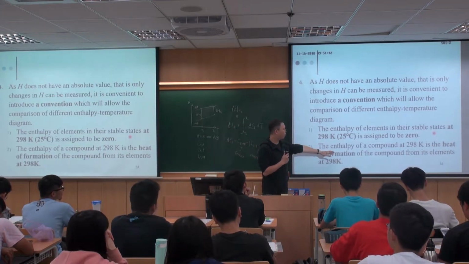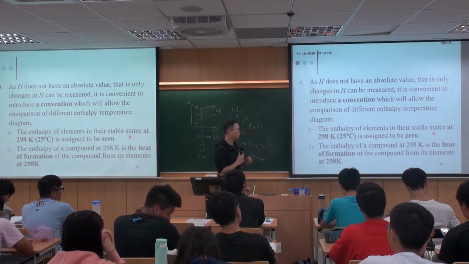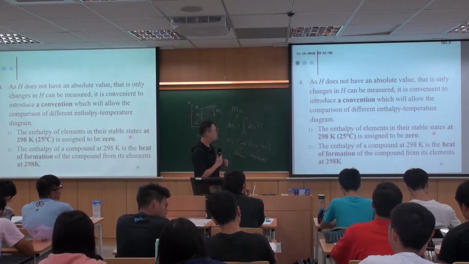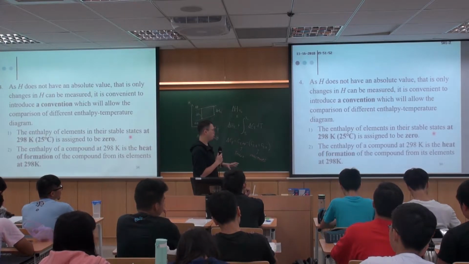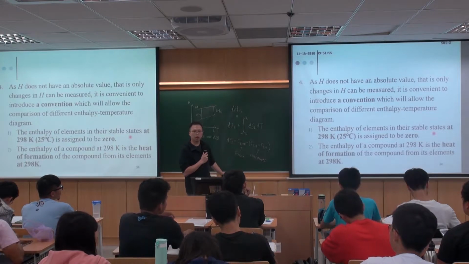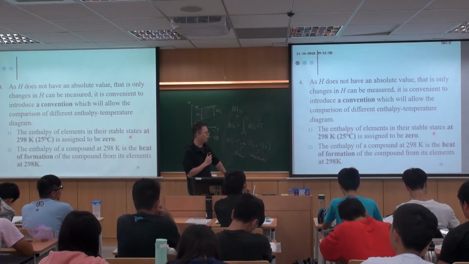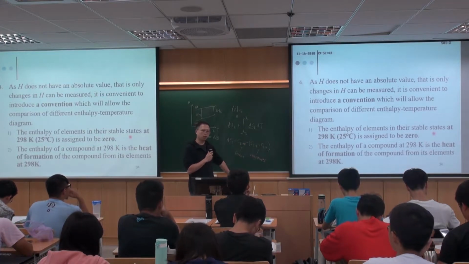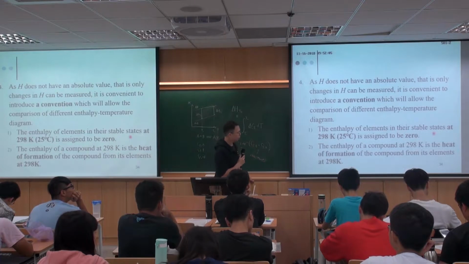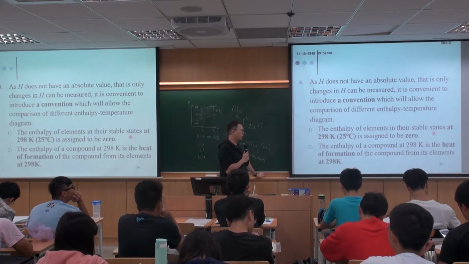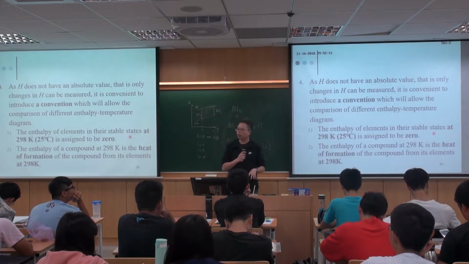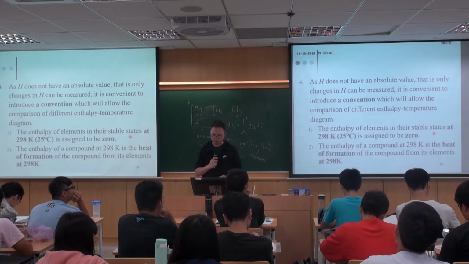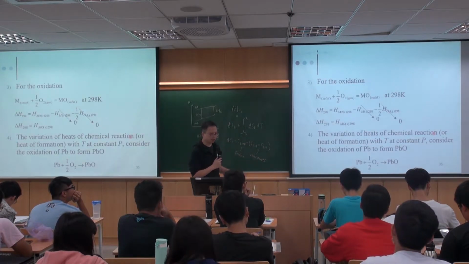But the enthalpy of a compound is the heat of formation of the compound from its elements at 298 K. So for instance, if you are talking about H2O, like water, then the enthalpy value assigned to H2O is not 0. But if you're talking about hydrogen or oxygen alone, then the enthalpy values for those single elements will be 0. So this is an example.